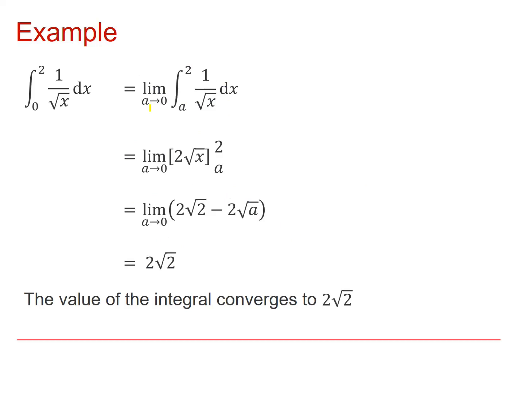There's that working tidied up. So here's the change to a variable for the lower limit, work it through substitutions and so on, and then allow a to tend to 0, and we end up with a value of 2 root 2. And so the integral converges to 2 root 2.